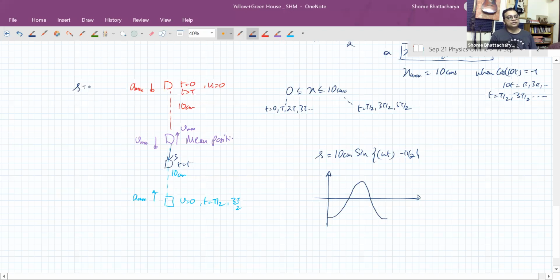This is your S equal to minus 10. This is your S equal to plus 10. This is your S equal to 0. This is your SHM of the block. Okay. And during that time, if you look at the extension of the spring, that will be doing this.